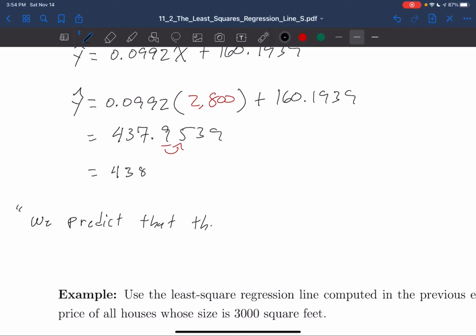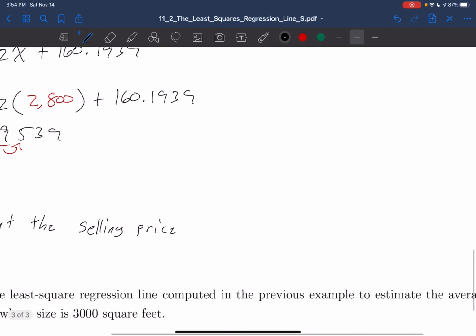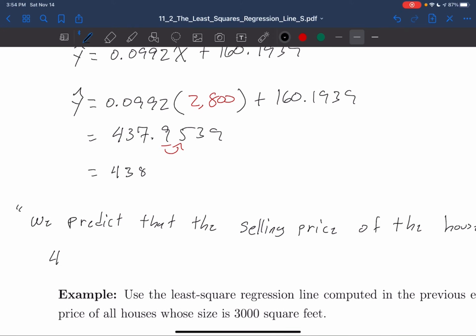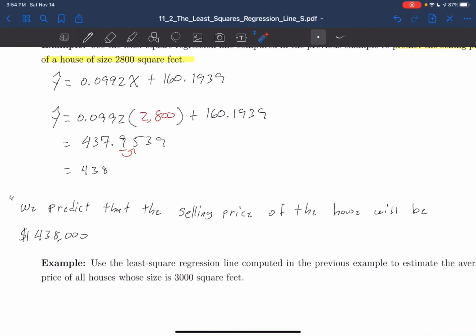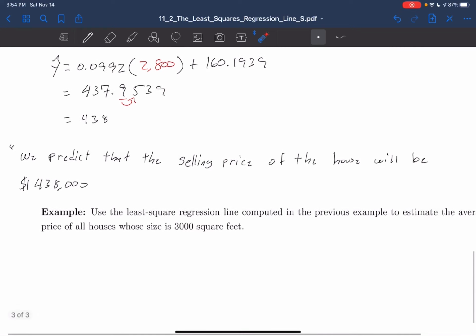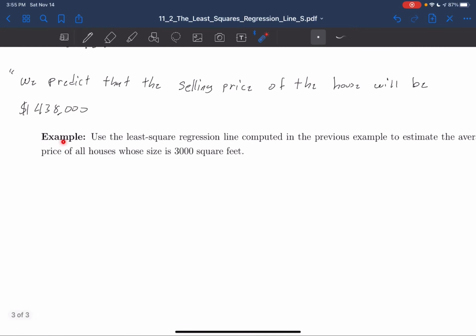that the selling price of the house will be $438,000. And again, remember, this is in thousands of dollars. So we predict the selling price of the house will be $438,000 if the size of the house was 2,800 square feet. Great. Let's do one more example.